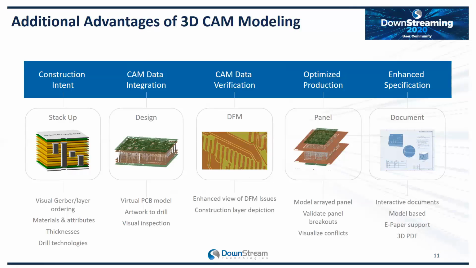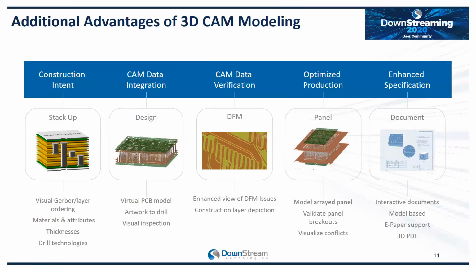There are also additional advantages of modeling CAM data in 3D. As I mentioned earlier, the stack up, where we can view the construction intent. Without having to look at all the design information, we can now look at materials and attributes belonging to those materials, as well as thicknesses for individual layers. All this plays into what your finished product will look like. How is that manufacturing information integrated together to form a finished PCB? Where do the drill files go? What are the drill ranges that belong to that design? It helps a lot with visual inspection to be able to see how that manufacturing information is going to be combined to produce the finished circuit.